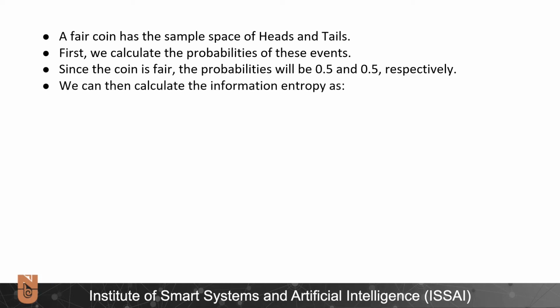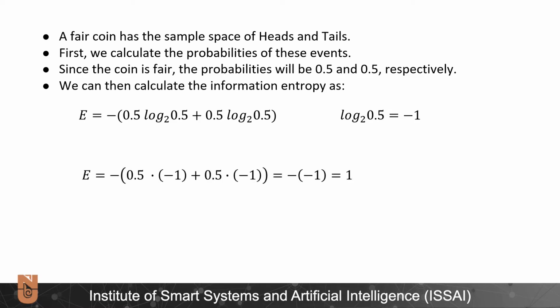We can then calculate the information entropy as the negative sum of the multiplication between probabilities and the log of probabilities. And we know that the logarithm of 0.5 is -1. After plugging in all the values, we calculate that entropy is equal to 1.